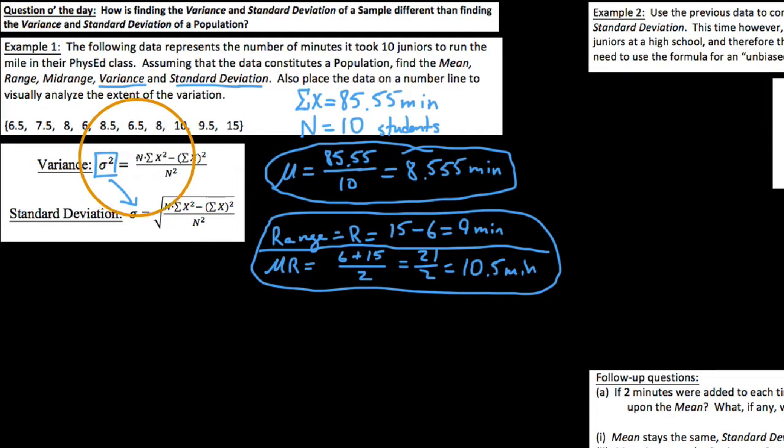So what this means is we're only going to need to know how to find the variance here, and we'll just take the square root of that to find the standard deviation, okay? And that's what this formula is here. It's just the square root of this first one.